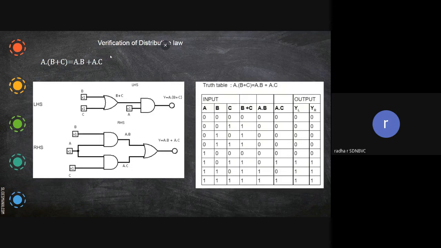distributive law also. Now, another distributive law, A dot B plus C equal to A dot B plus A dot C. When you see this, B plus C is there. First we write the OR gate because it needs separate input, and then the output of B plus C is given as an input for the AND gate, and another input is A. Now you have A dot B plus C. This is your left hand side. Then for A dot B plus A dot C, you need two AND gates and one OR gate. Here again we connect A to both AND gates, because we give A common. Then the output is added according to this equation. Now you can see the truth table. You write A, B, C, then B plus C, then A dot B, A dot C. Finally, you write the left hand side and right hand side result.